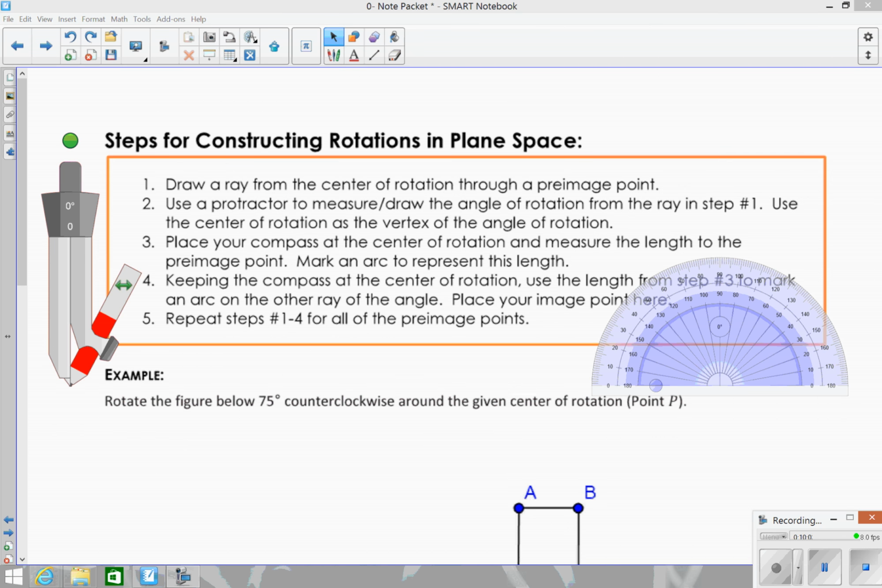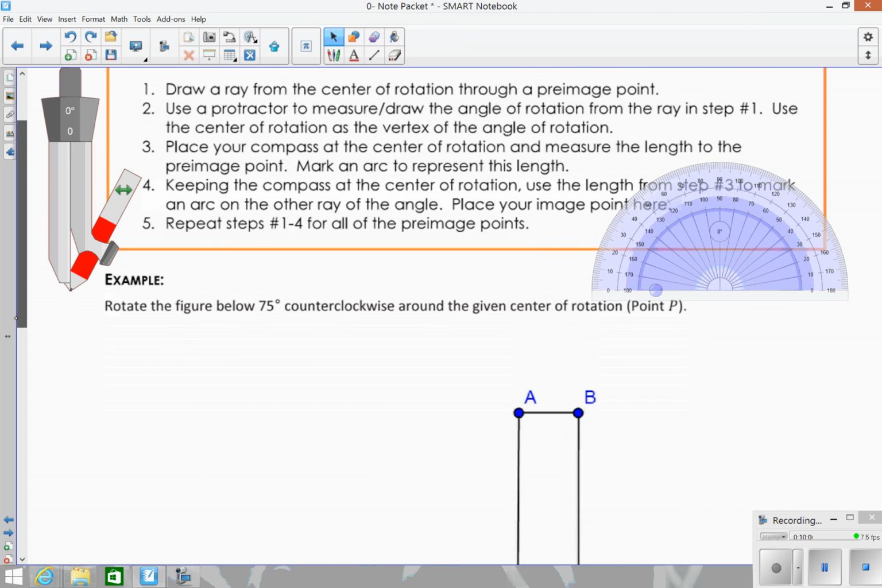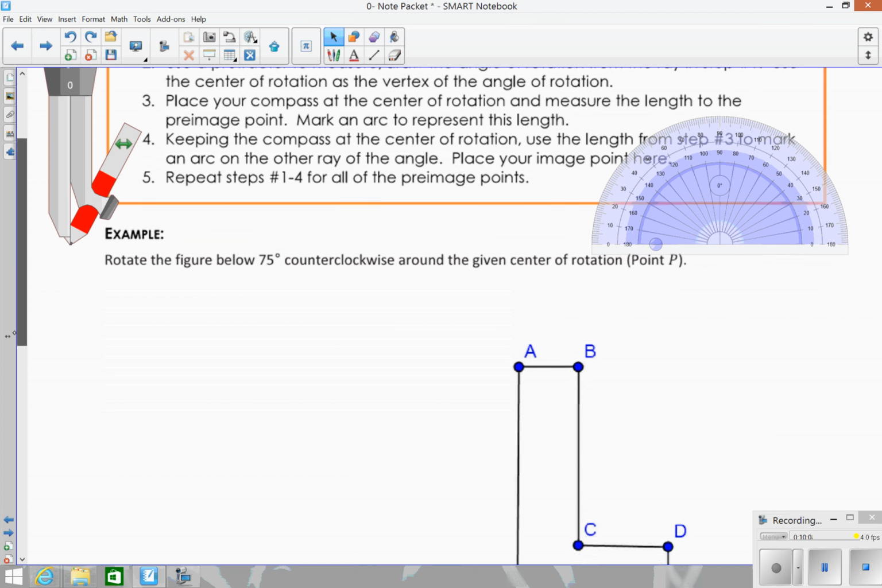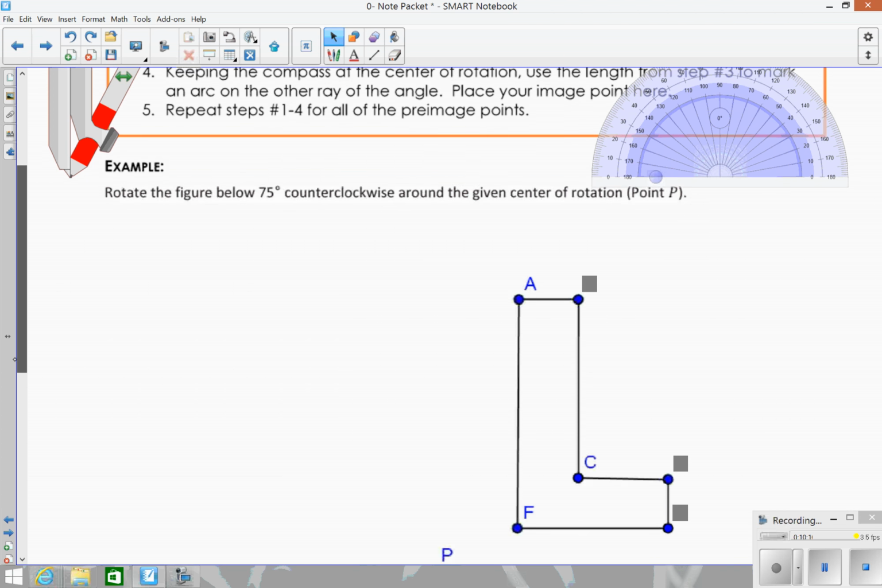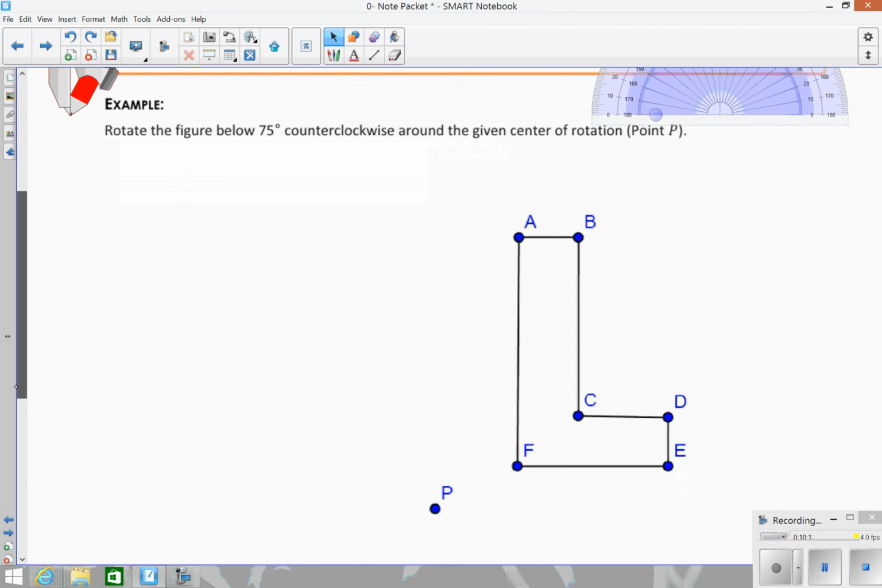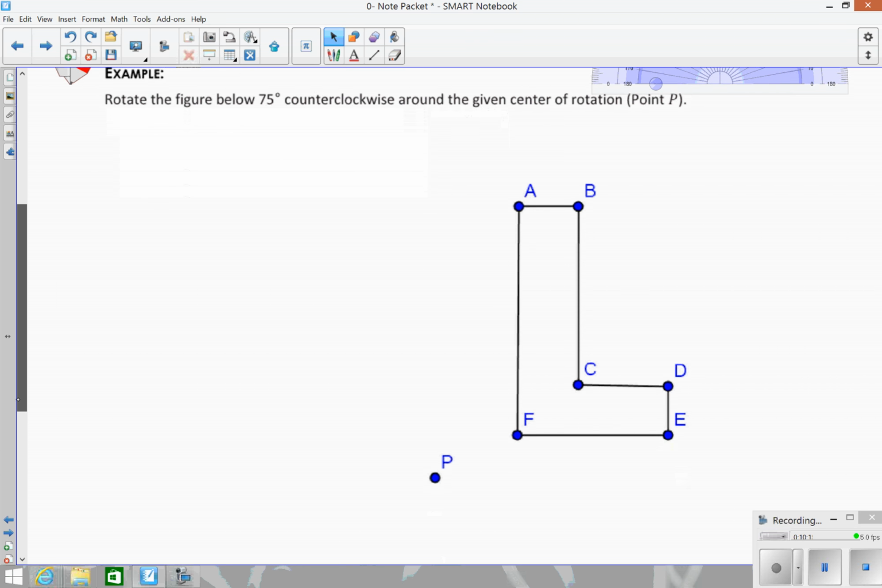So for this, you have all of your rules here. Let's go ahead and start with coming up with our angle of rotation first, so that we can then use the compass to measure the distance to make sure that the pre-image distance to that center is the same as the image distance.